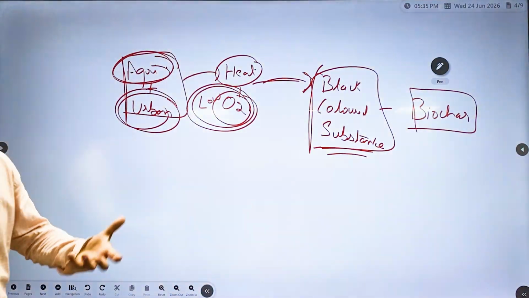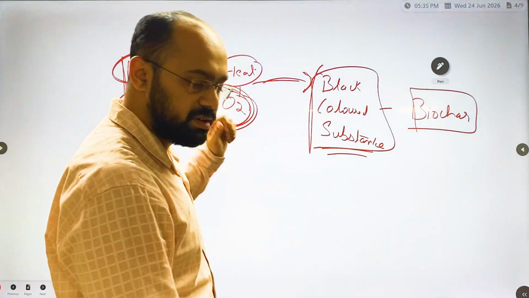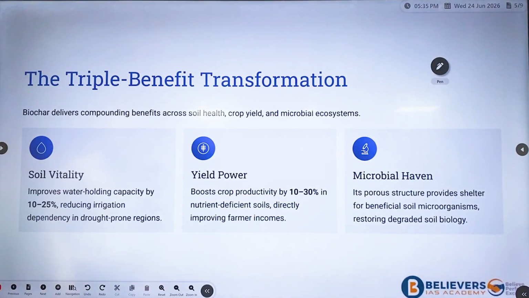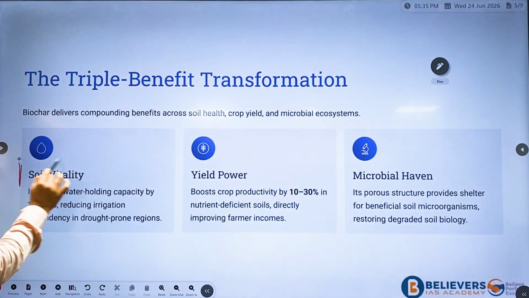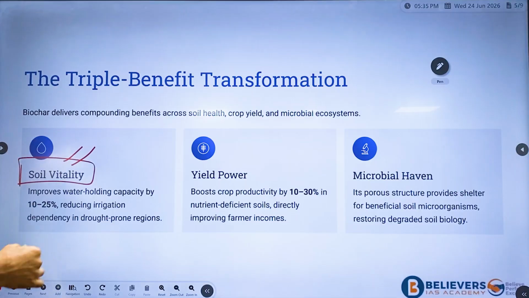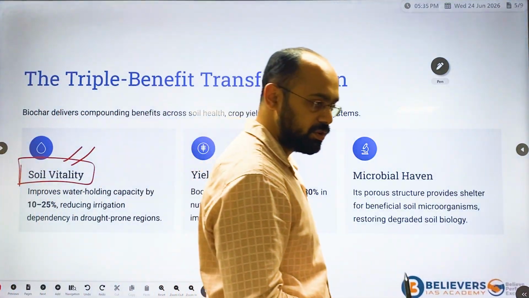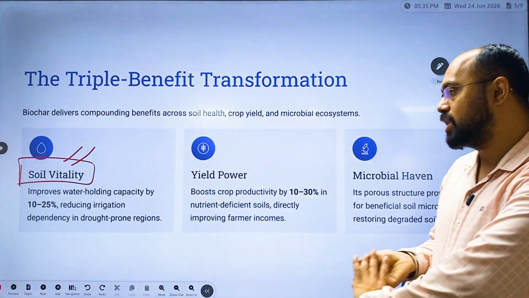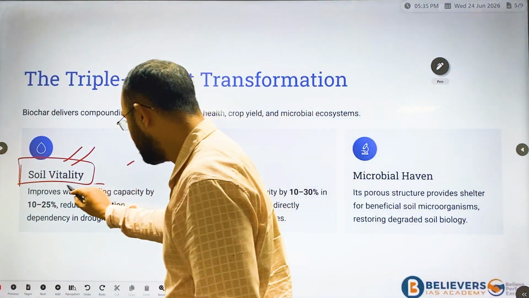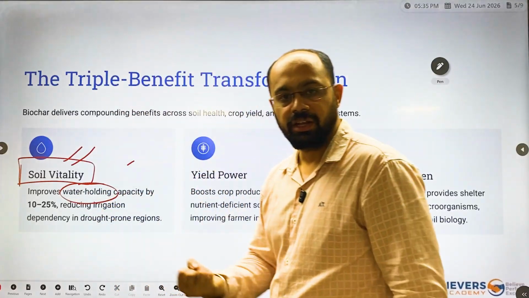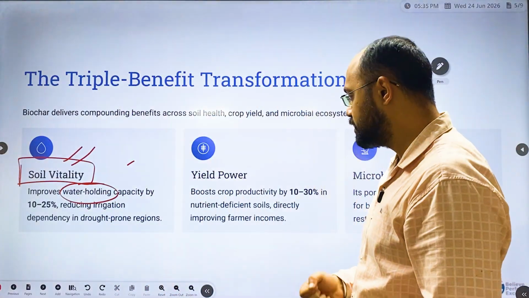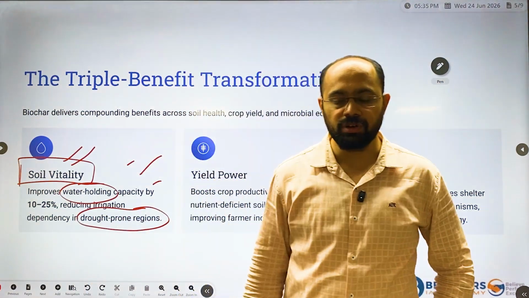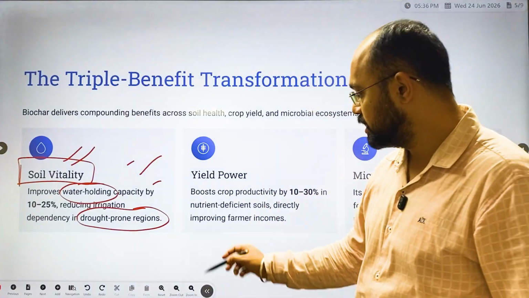So now, what are the uses of this biochar? After we have created this biochar using these wastes, what is the use of it? Let's understand this one by one. One is soil fertility, which means it will actually enhance the productivity of the soil. This is the first and foremost thing, where the water holding capacity of the soil will be increased, which is helpful in drought prone regions.